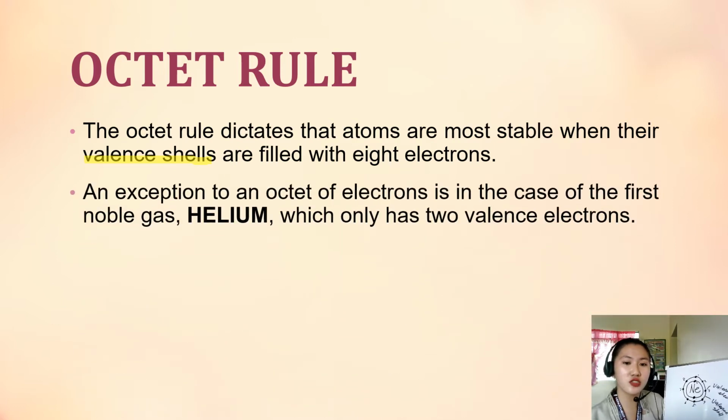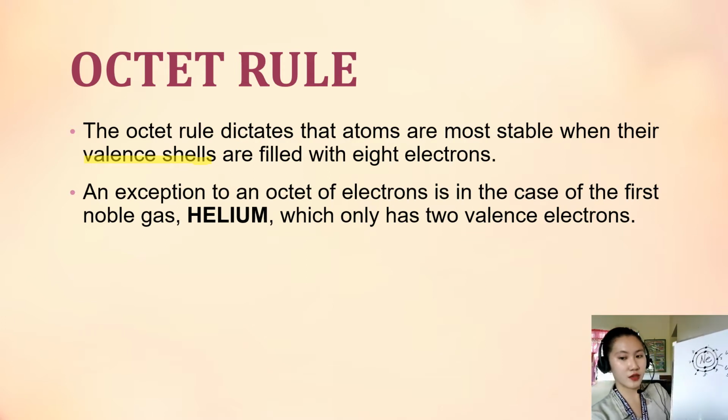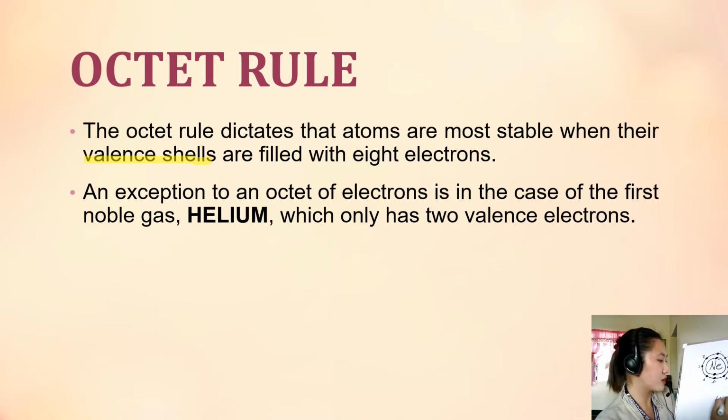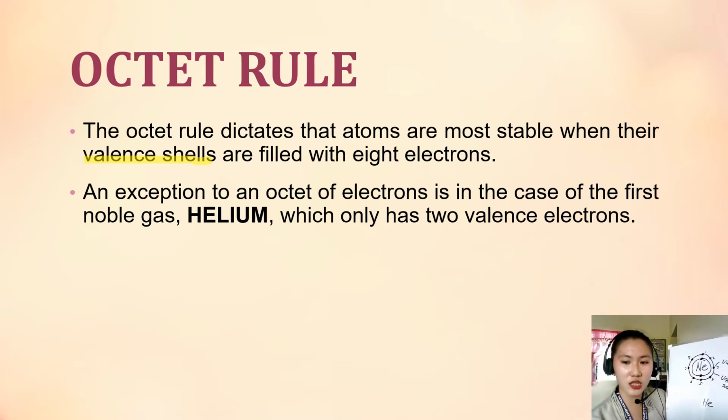But an exemption to an octet of electrons is in the case of the first noble gas, which is helium. So we have here helium. So bakit exemption ng octet rule yung helium? Because meron lamang siyang 2 valence electrons, kasi meron siyang atomic number na 2. So when we write it or illustrate it in nuclear model, ganito lang siya. Meron lang siyang 1 shell, and then on that shell, meron siyang 2 valence electrons.